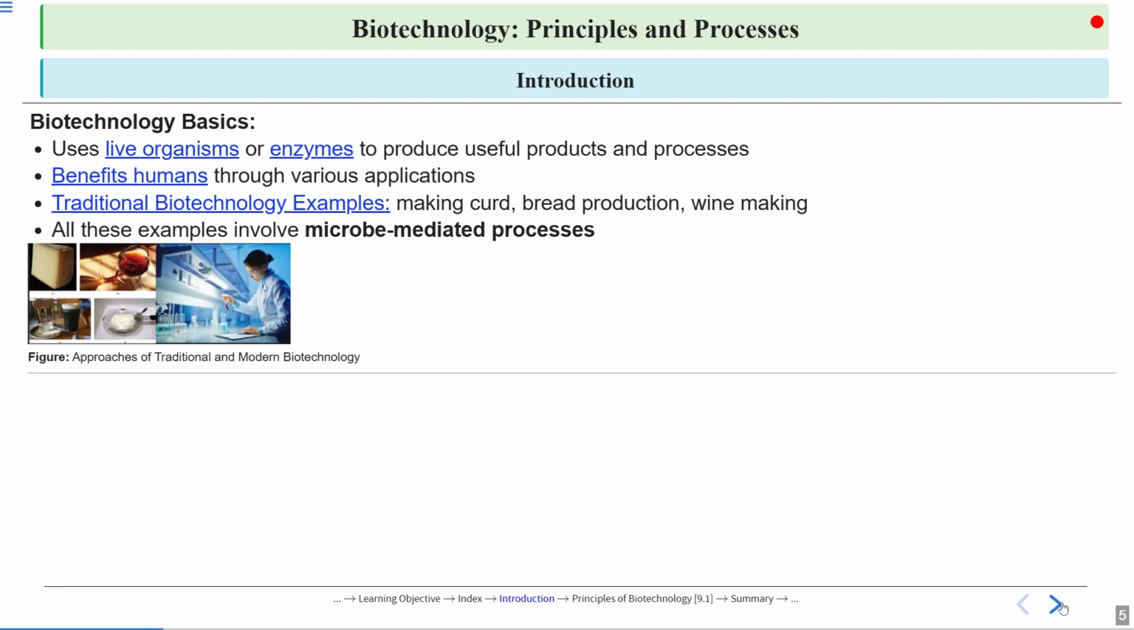This is a pictorial representation of the approaches of traditional and modern biotechnology, showing how time changes things. Here we have shown fermentation and curd making, and how, as time changes, biotechnology has become so impactful for humans that we can now develop a test tube baby in a laboratory. Let's go ahead.